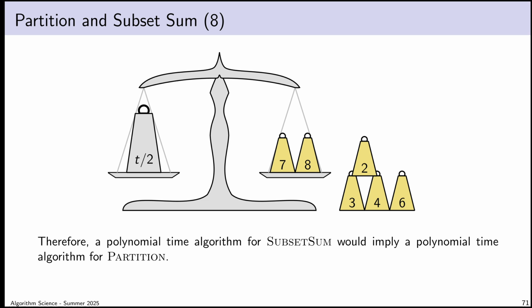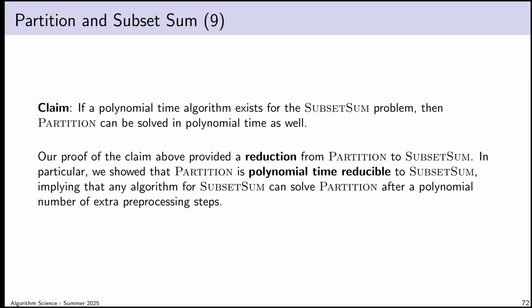And therefore, if you give me a polynomial time algorithm for subset sum, all I have to do to solve partition is convert my partition instance to a subset sum instance, and that would take polynomial time, and then run the polynomial time algorithm for subset sum. And so that would give me a polynomial time algorithm for partition. And what we just did, and what we did back in lecture 12, is an example of something called a reduction. I reduced the problem partition to the problem subset sum.